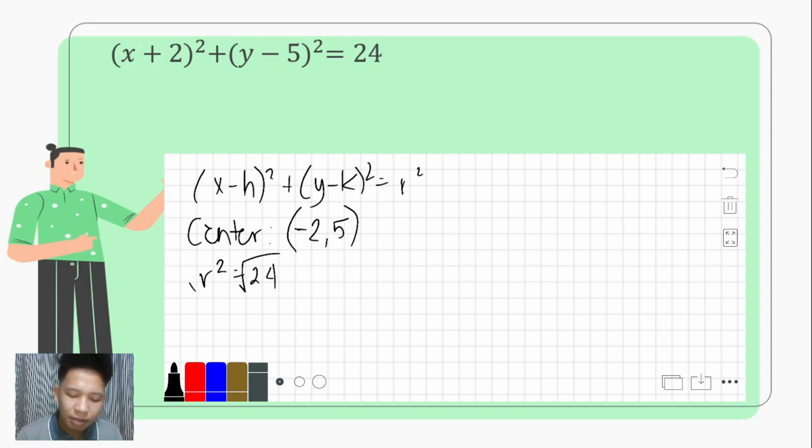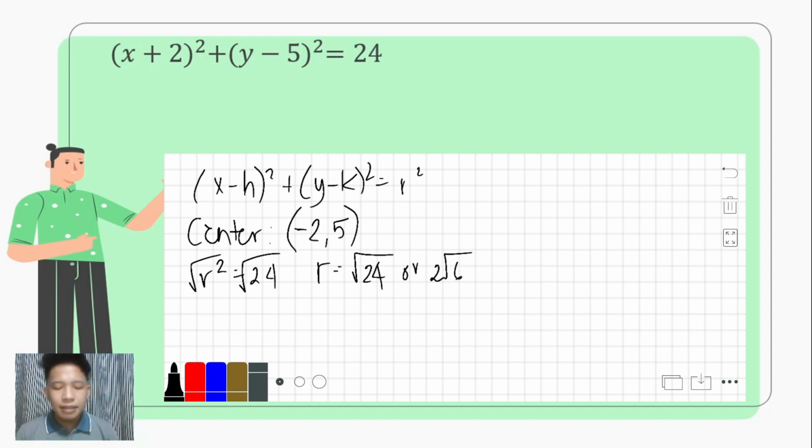We are to extract the root of both sides, meaning the length of the radius would be the square root of 24, or if we simplify this, 2 square root of 6. So that is how simple it is to determine the radius and the center of the circle given the standard form of the equation. Now, we're going to transform the standard form into its general form by expanding the equation.